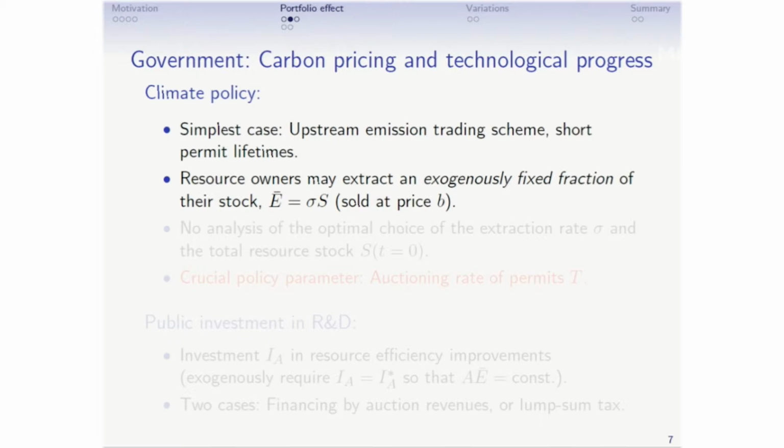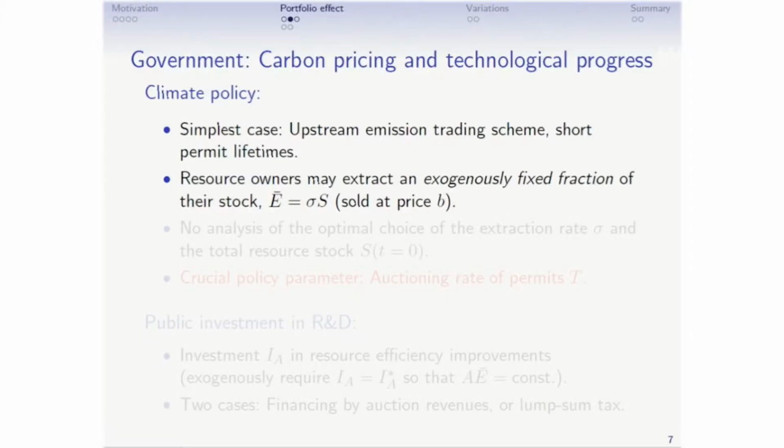And we assume that the emission permits have short permit lifetimes. So that means that the government has really close control over the extraction path, so that we can assume that the resource owners may extract an exogenously given fixed fraction of their stock. So there's a direct link between the ownership of fossil resource stocks and extraction. And the extraction parameter here is just sigma. Okay, so there's no endogenous extraction, because we want to focus here really on the collection of rents rather than the effect of rent collection on the extraction path.